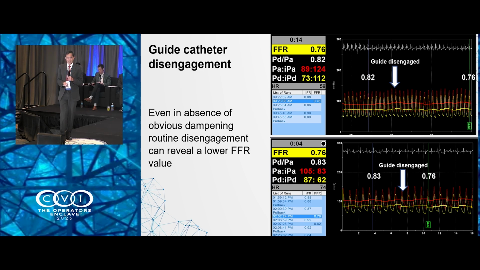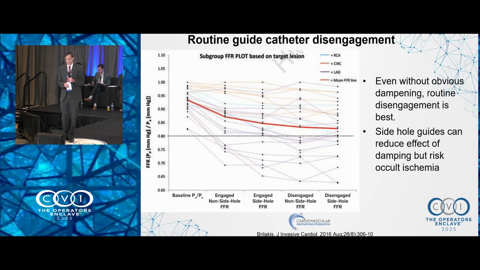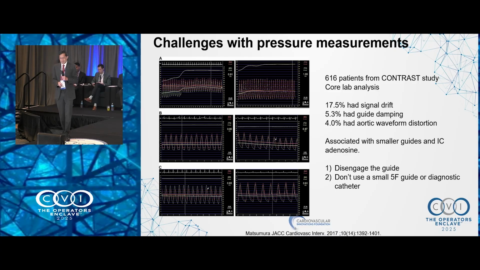So if you're in the borderline zone, especially, you need to disengage the guide to get the full effect of the pressure change. Our leader here, amongst all the other areas that he has studied, Brilakis, has shown that side holes don't cover this enough, and so routine disengagement of the guide is actually the best thing to do for avoiding damping. This has actually been shown in large studies. The contrast studies showed that in 616 patients, even in expert centers, 17% of people had signal drift, 5% had guide damping, and 4% had waveform distortion, like leaving contrast in.